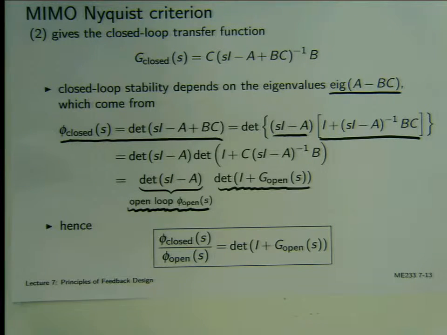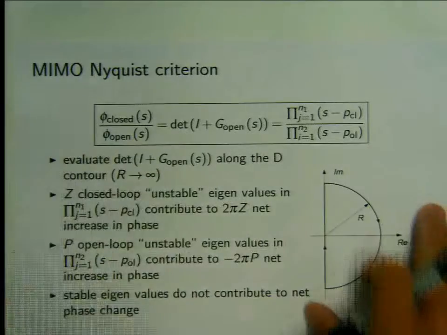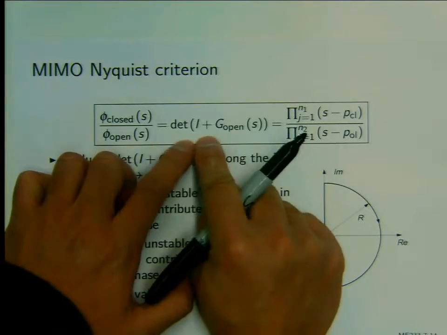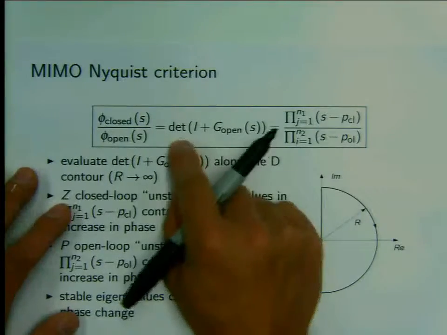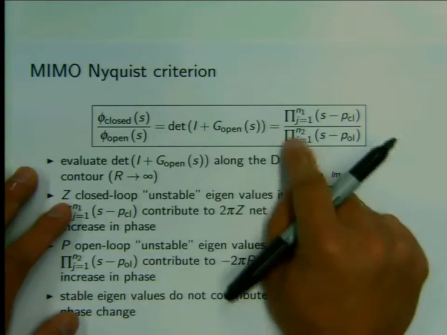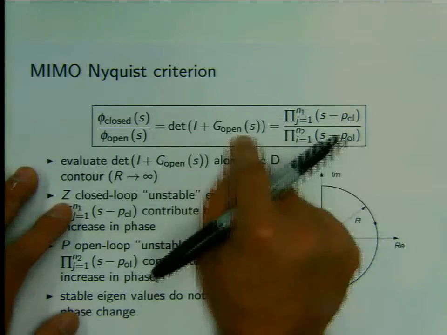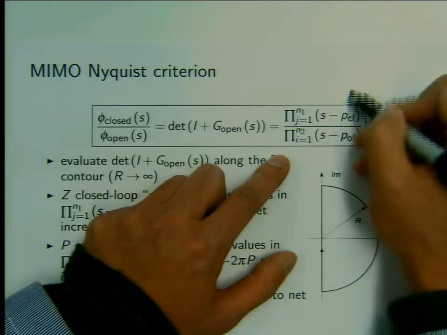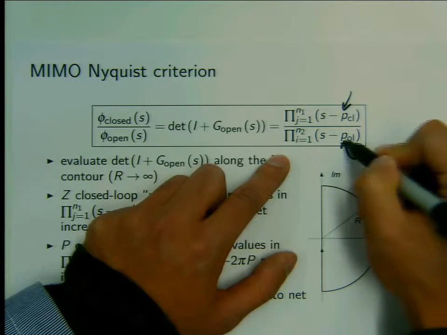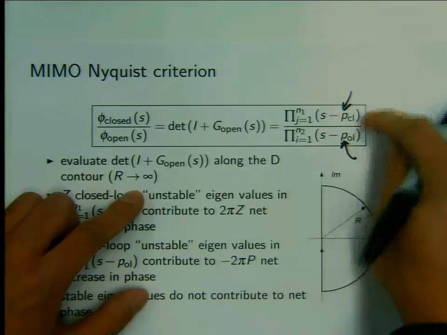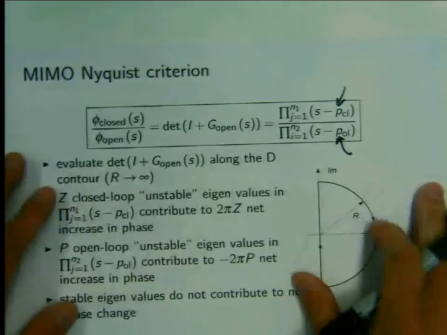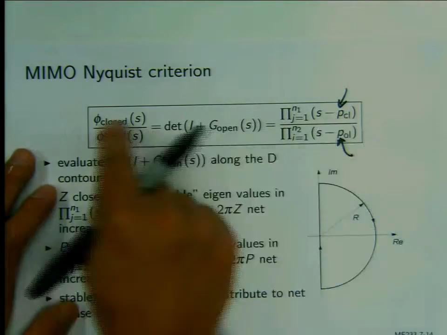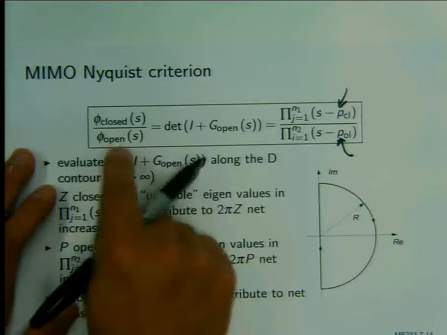This equality is actually very useful, and it's connected to the Nyquist plot, which I'm going to discuss now. So look at this one. The determinant of a matrix is nothing but a polynomial of S, not a polynomial, a rational function of S. So I can assume the closed loop poles are defined this way, PCL over POL. So this is phi closed, the top part, and the bottom part is phi open.